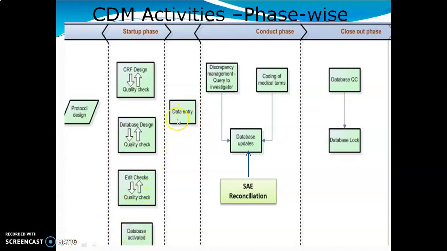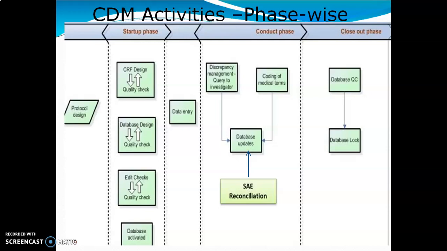then data entry will start once the clinical trials begin. Here many times discrepancy will happen. I will give some examples of discrepancy. Discrepancy means nothing but some confusion in the data entry, or mismatching, or something wrongly entered. Such things will be observed. Such data should be managed properly.